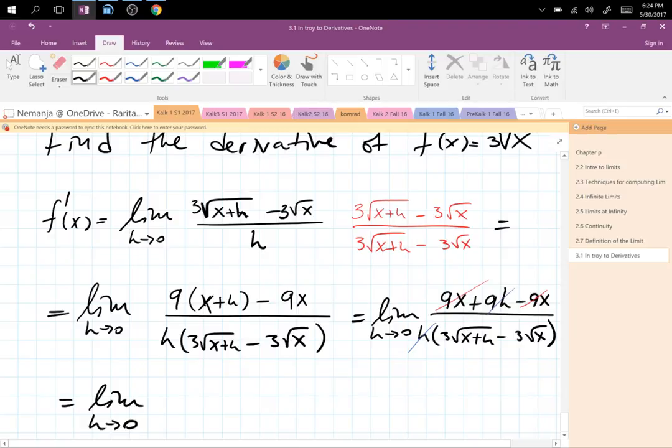So you are left only with 9. The denominator has, you can factor out 3. Then they cancel. And when you send h equal to 0, all you get is 3 over 2 root x.